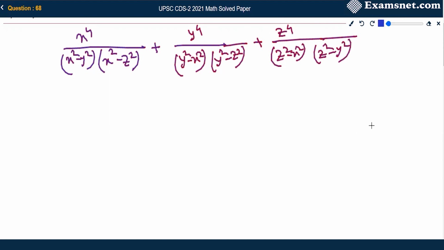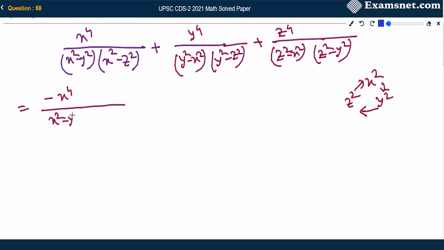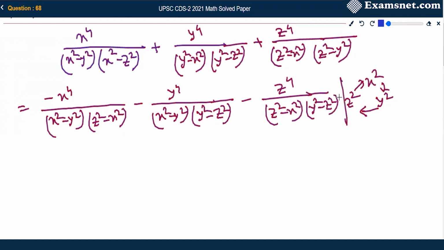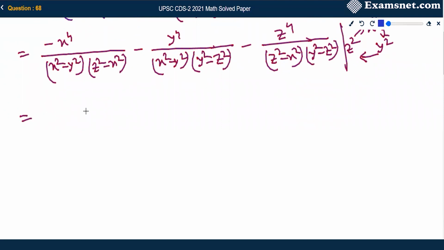Okay, so first of all, we can maintain an order. Look, x square, y square, z square. We can take a clockwise order starting from x. So according to that, it's not clockwise, it should be z square, x square. Now again, it will be x square minus y square, and it should also be y square minus z square. Okay, we are done. Further, do the LCM.